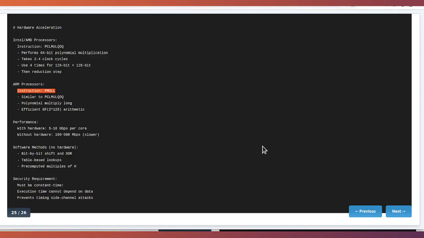For platforms without these special instructions, table-based methods can be used. We precompute tables of products of H with various values, then look up and combine results. The implementation must also be constant time, meaning execution time does not depend on the data values. This prevents timing side-channel attacks where an attacker measures execution time to learn information about the secret H. Hardware instructions naturally provide constant time operation.